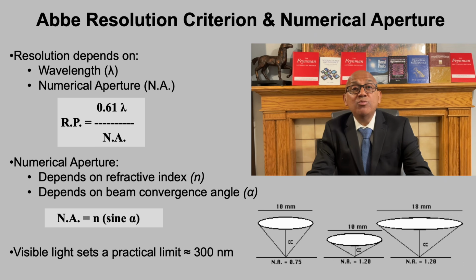However, these improvements are inherently limited. Even with the best optical design and high index immersion media, the wavelength of visible light remains relatively large. As a result, optical microscopes reach a practical resolution limit of about 300 nanometers. No amount of lens perfection can overcome this barrier. To see smaller features, we must move beyond visible light and adopt probes with much shorter wavelengths.